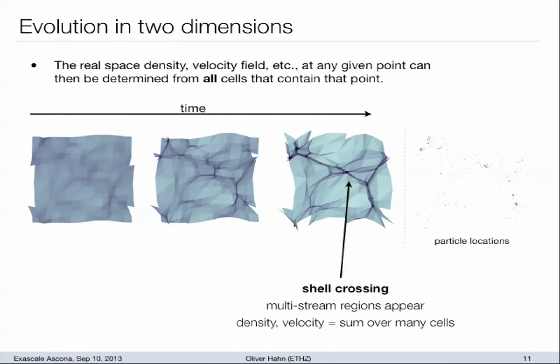But now, since we have a piecewise linear approximation to the distribution function, instead of just having particles, we actually have volume-filling information, which we can use to reconstruct the density field in some approximation everywhere in space. These are just the corresponding particle locations, and I think the difference is quite obvious.